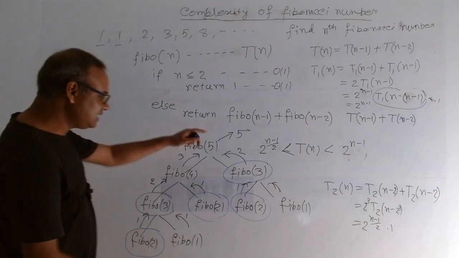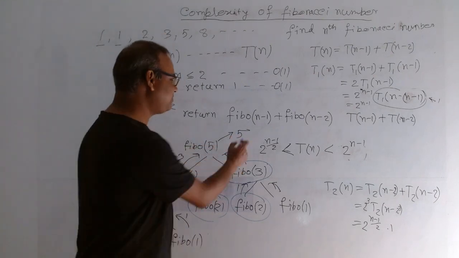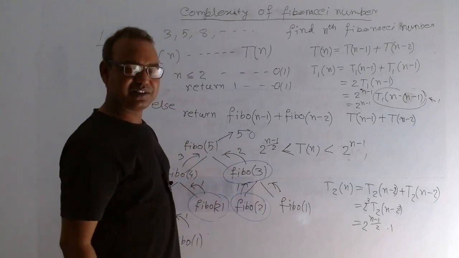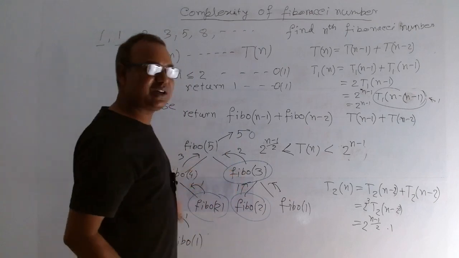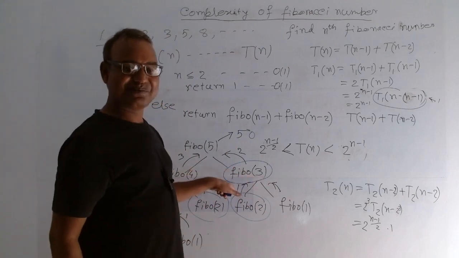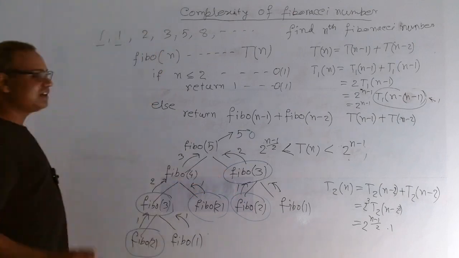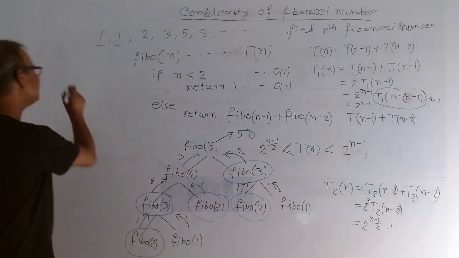So this diagram is for a very small number, 5. If you are taking 50, then there will be a lot of repetition in the computation. So why should we compute Fibonacci 3 twice in the same program? So here comes the most crucial technique called memoization.